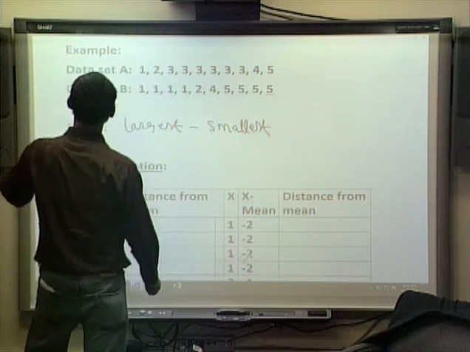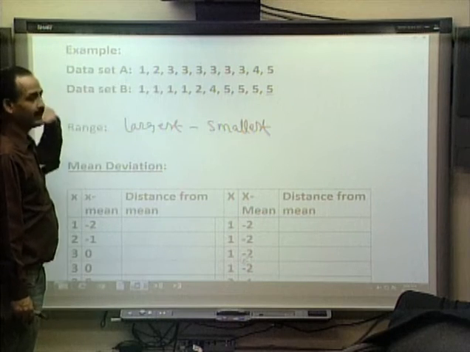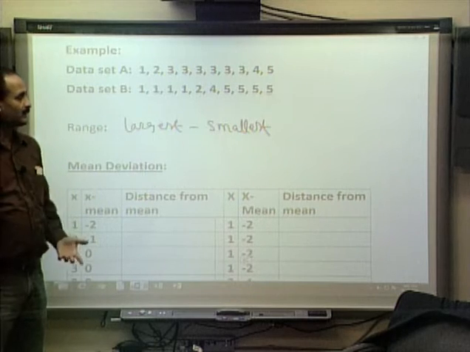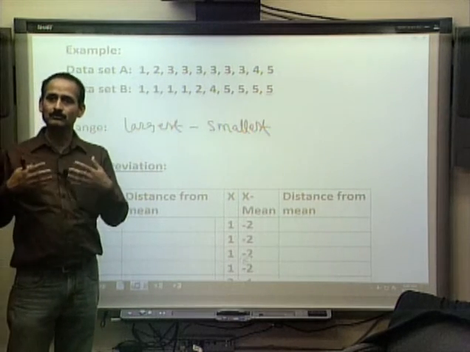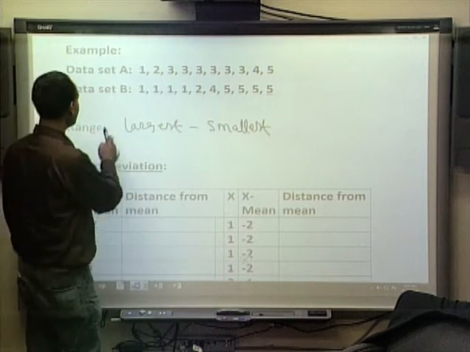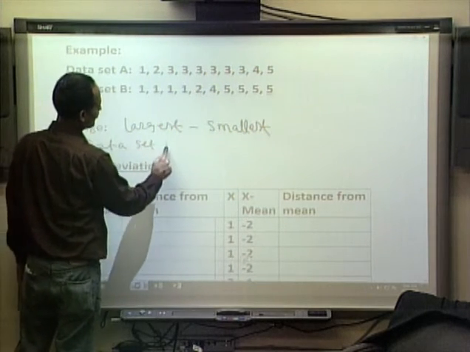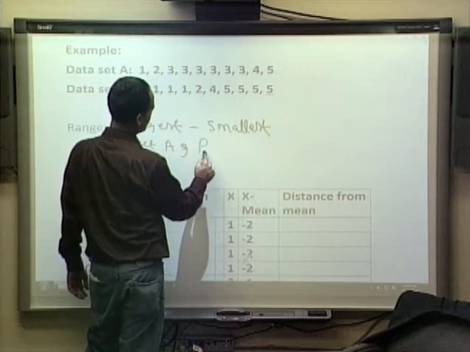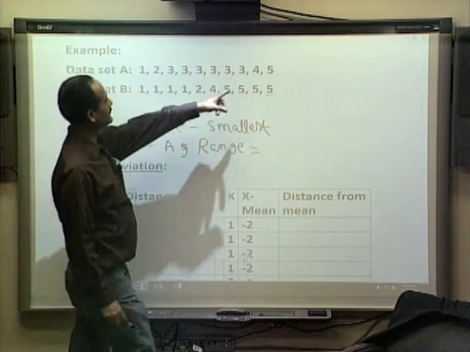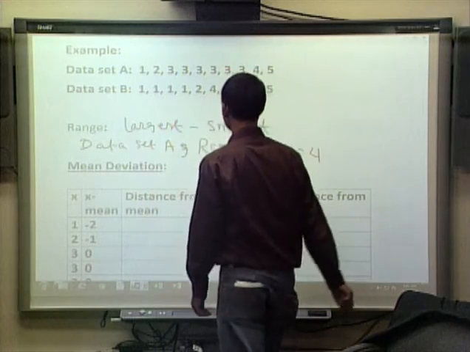Now, let us look at this example. We have a data set A and a data set B. There are two different data sets. We want to know which of the two is more variable or less variable. One of the things we can do to identify the variability is to calculate the range. For data set A, the largest is 5, the smallest is 1, so 5 minus 1, that is 4.